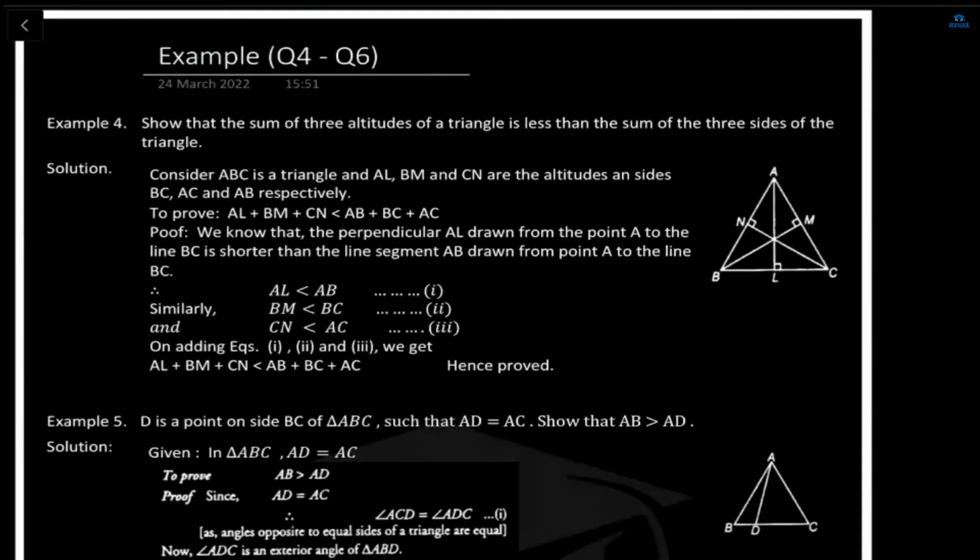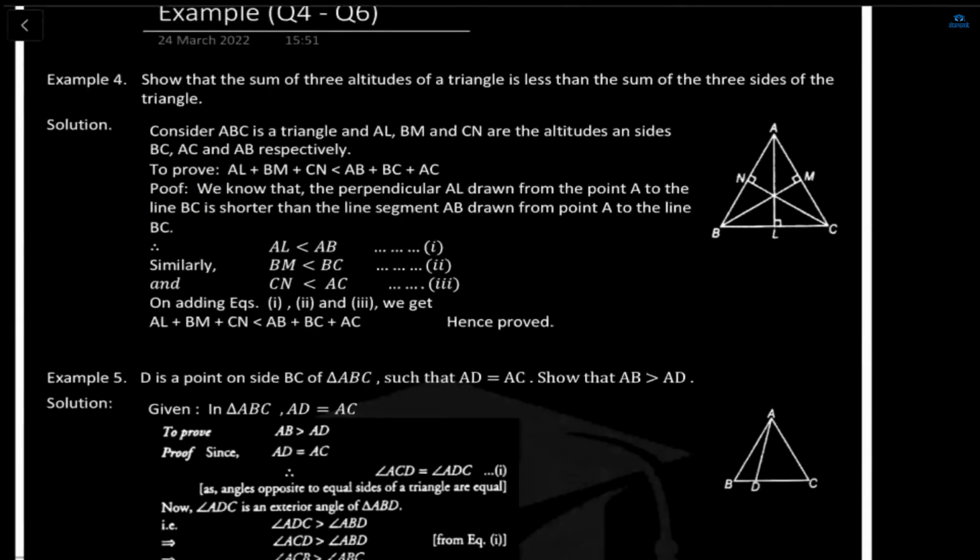Now, example number 4. Show that the sum of three altitudes of a triangle is less than the sum of the three sides of the triangle. I think we have seen this in some important points also. So let's prove that. We have to show that the sum of the three altitudes, the perpendiculars, that means AL plus BM plus CN, is less than the sum of all the three sides of a triangle, that means less than AB plus AC plus BC.